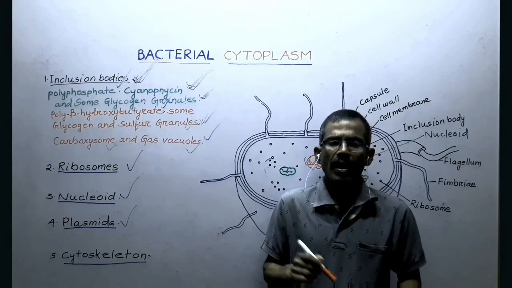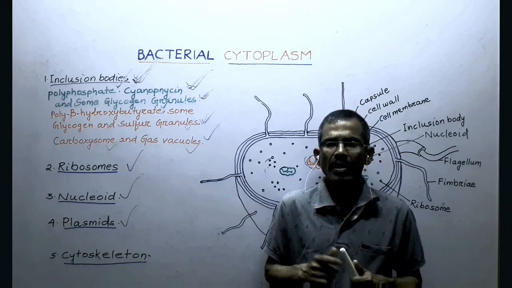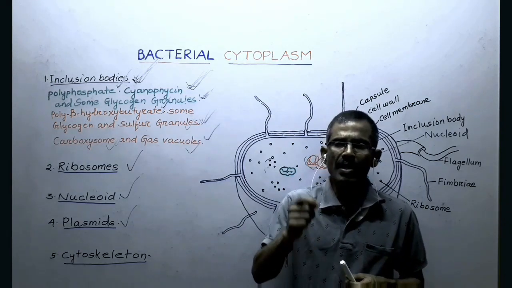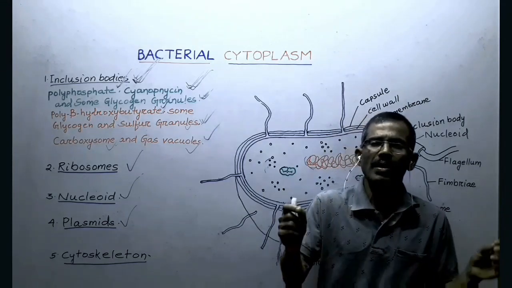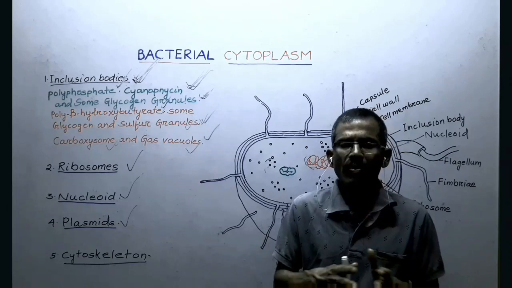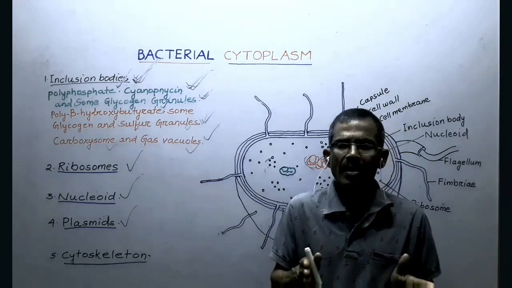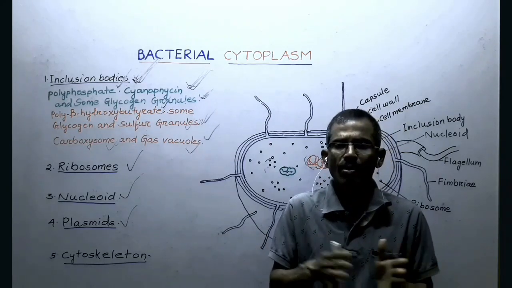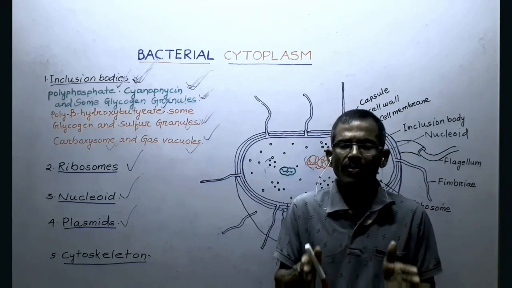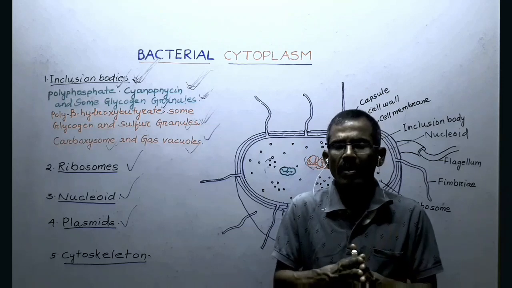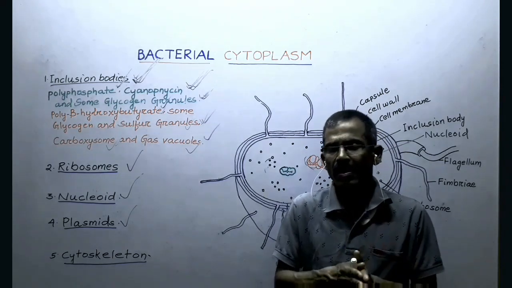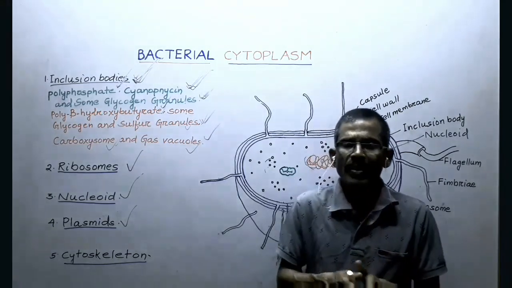A remarkable example of an organic inclusion body is gas vacuoles that provide buoyancy to some aquatic prokaryotes. They are present in many photosynthetic bacteria and some other aquatic prokaryotes. Gas vacuoles are aggregates of an enormous number of small, hollow, cylindrical structures called gas vesicles.